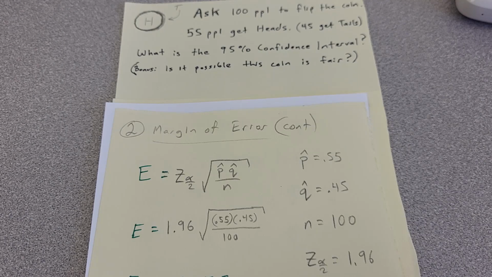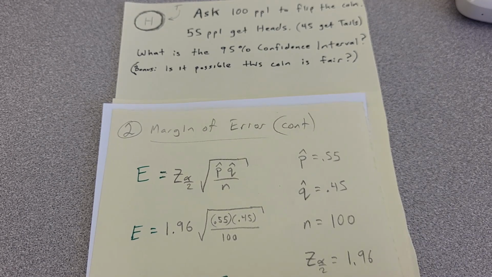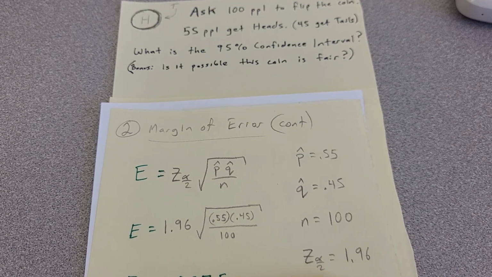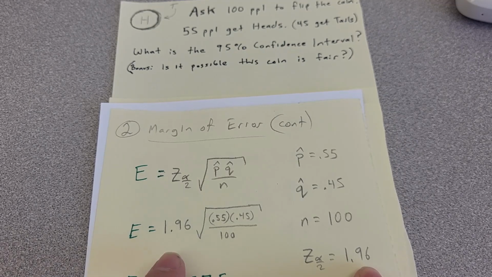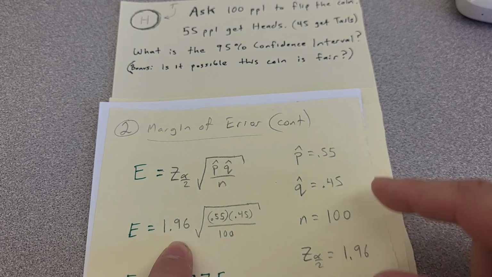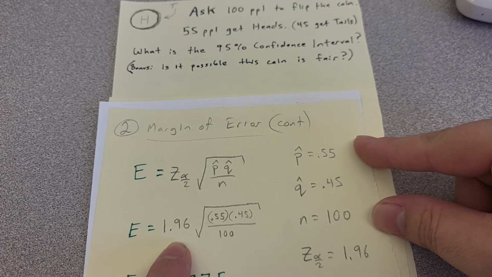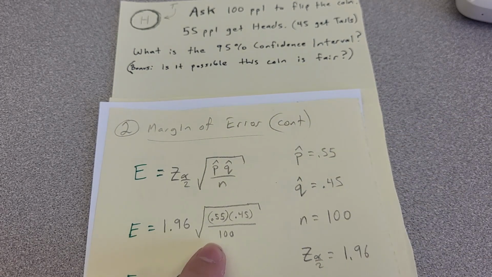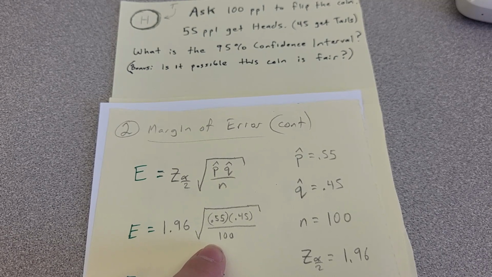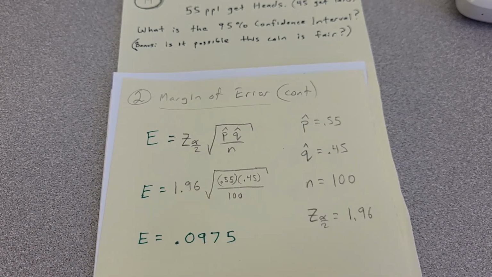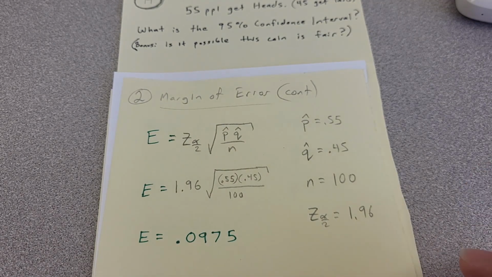All right, now that we've completed that little side quest, we have figured out what the critical value is. That is going to get plugged in to the equation for the error along with all these other numbers. You can do these on a calculator really quick, and that will give you a final answer of 0.0975.